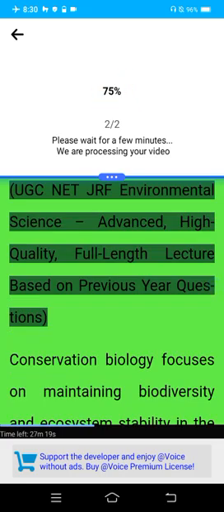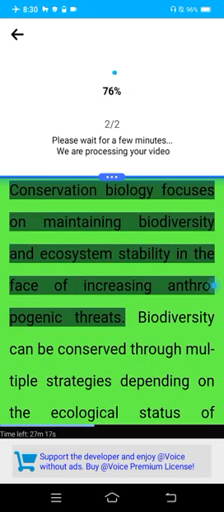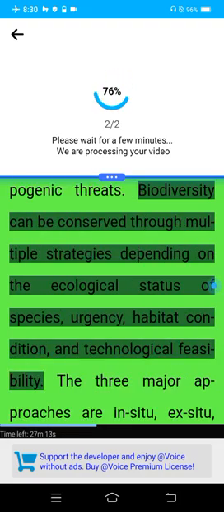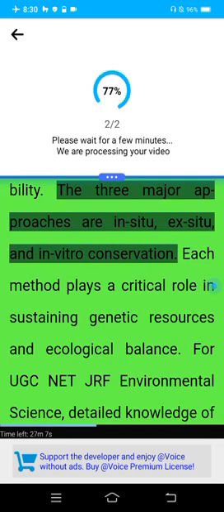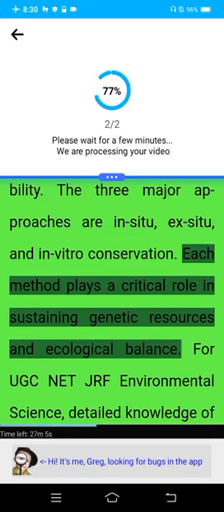UGC NET JRF Environmental Science, advanced, high quality, full-length lecture based on previous year questions. Conservation biology focuses on maintaining biodiversity and ecosystem stability in the face of increasing anthropogenic threats. Biodiversity can be conserved through multiple strategies depending on the ecological status of species, urgency, habitat condition, and technological feasibility. The three major approaches are in situ, ex situ, and in vitro conservation. Each method plays a critical role in sustaining genetic resources and ecological balance.